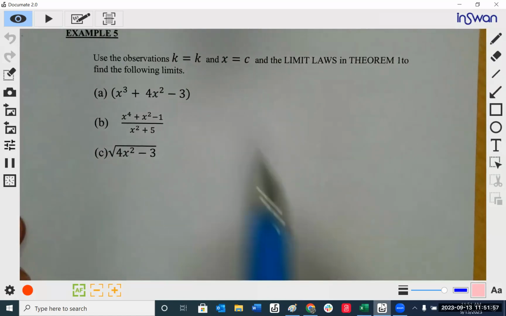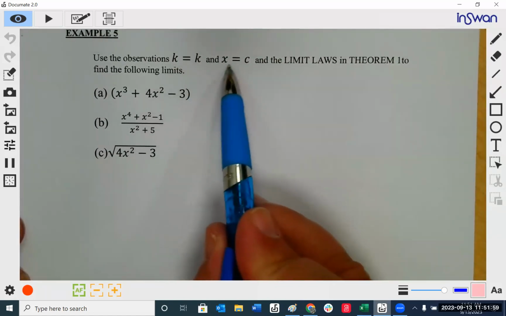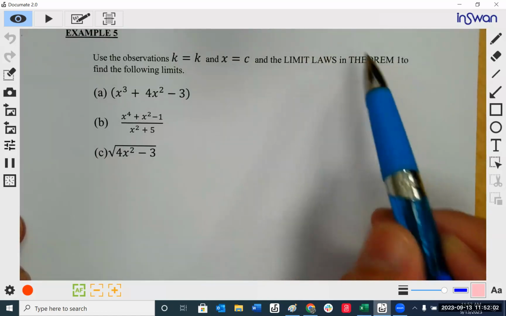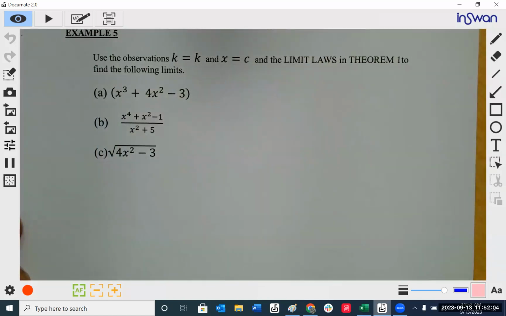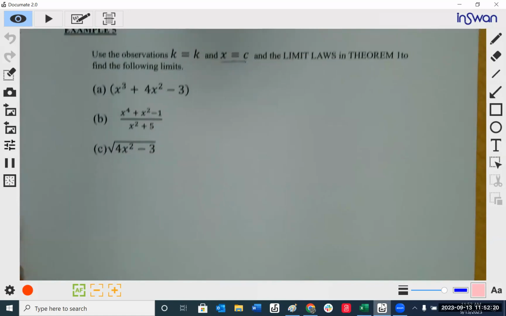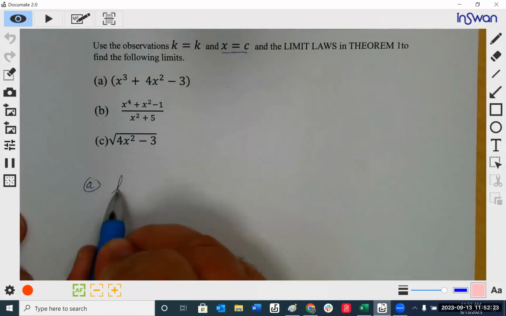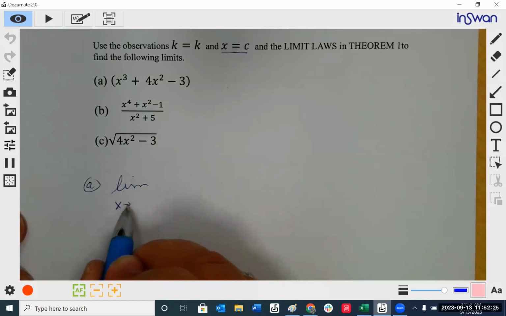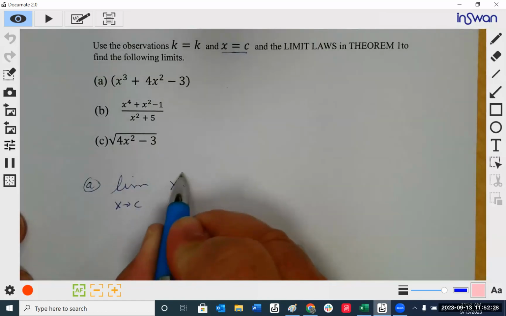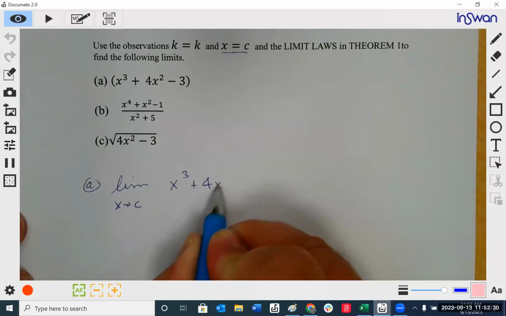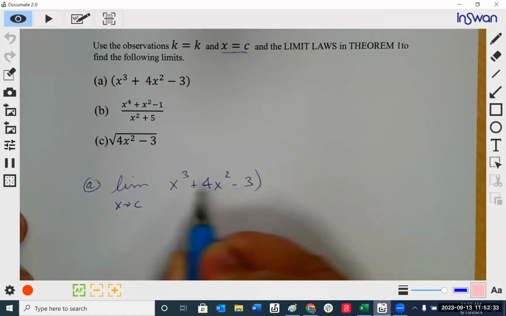All right. So use the observations k equals k and x equals c as the limit laws in the theorem to find the following limits. Well, our limit is when x approaches c. So the limit as x approaches c of x cubed plus 4x squared minus 3.